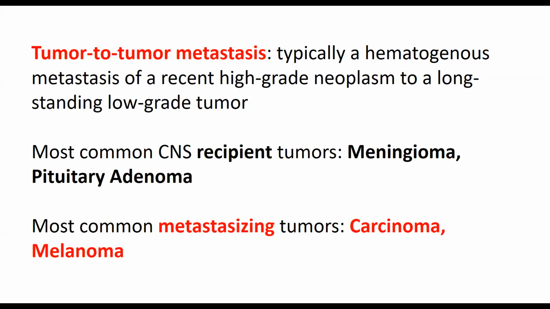All right, what about the most common metastasizing tumors? They are carcinoma and melanoma, and the most common carcinomas are lung and breast. That's no surprise because they are the 2 most common systemic cancer carcinomas. But yeah, for both the meningioma and pituitary adenoma, the 2 big ones are going to be lung and breast carcinoma, and of course melanoma.